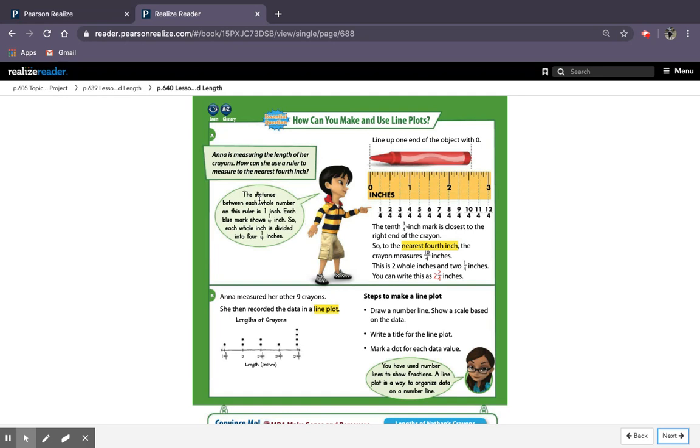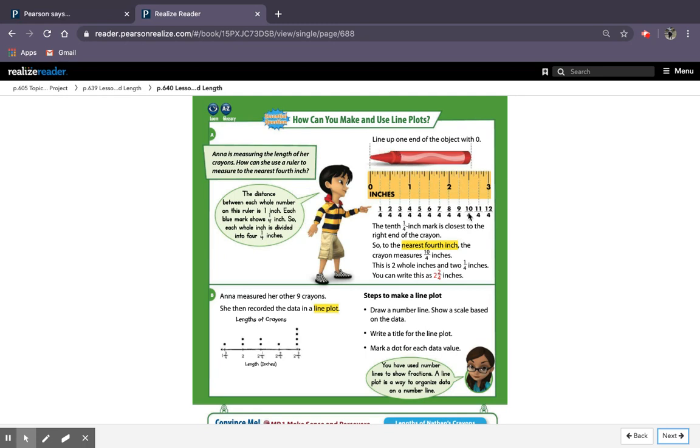I obviously didn't include rulers when I sent home packets, so it's not something you have to use. Just if having that physical item in front of you is something you might think is helpful, take one out. So I'm just going to read this one more time. Anna is measuring the length of her crayons. How can she use a ruler to measure to the nearest fourth inch?